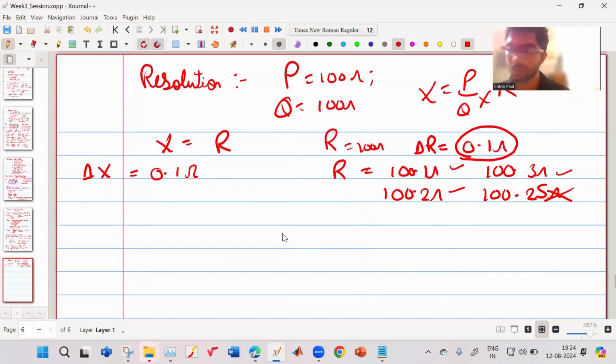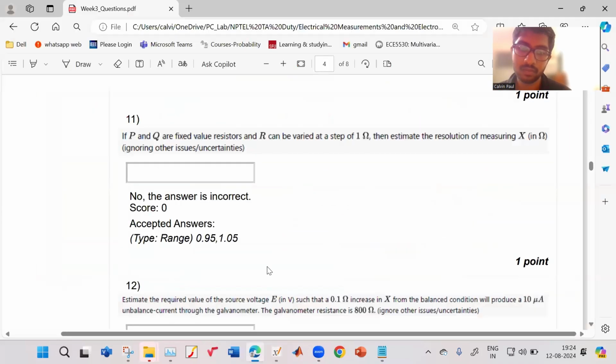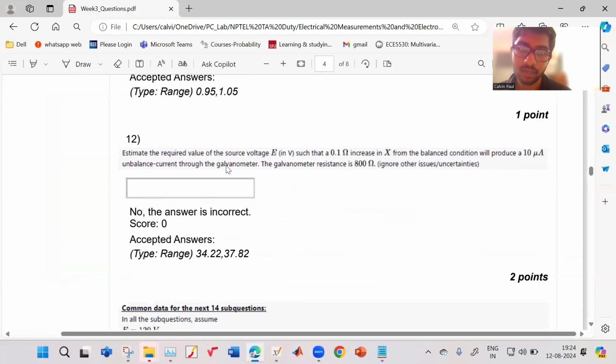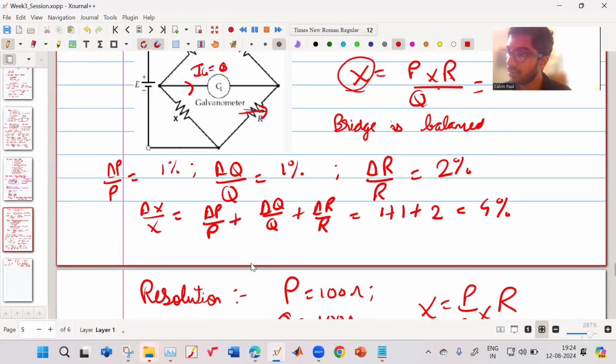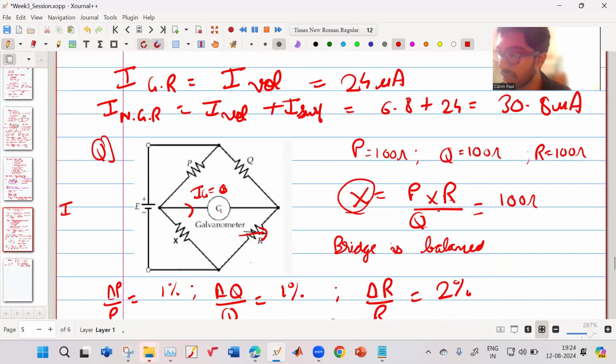Okay. So now they're saying suppose there's a 0.1 increase in X. Then what voltage E is required such that it will produce a 10 microampere unbalanced current through the galvanometer? We want Ig to be 10 microampere, and X has changed to X plus delta X, it has become 100.1 ohm. Now, how much should this E be such that the current Ig will be 10 microampere?